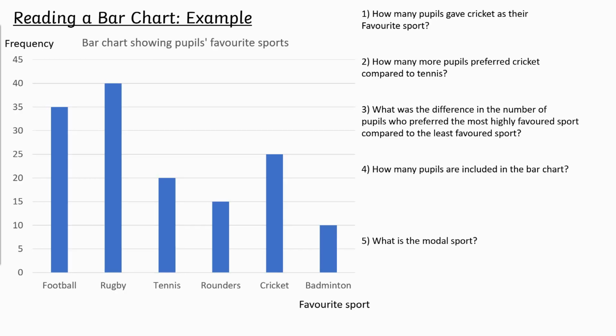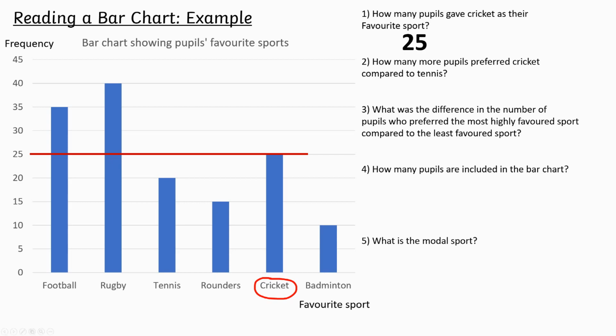A bar chart's a way of looking at categorical or discrete data. In this question, we're asked to read a bar chart. We want to work out how many pupils gave cricket as their favourite sport. So what I'm going to do is go across my x-axis to cricket, and then I'm going to look up the graph, up the stairs, and I can see that it's 25 pupils who like cricket.